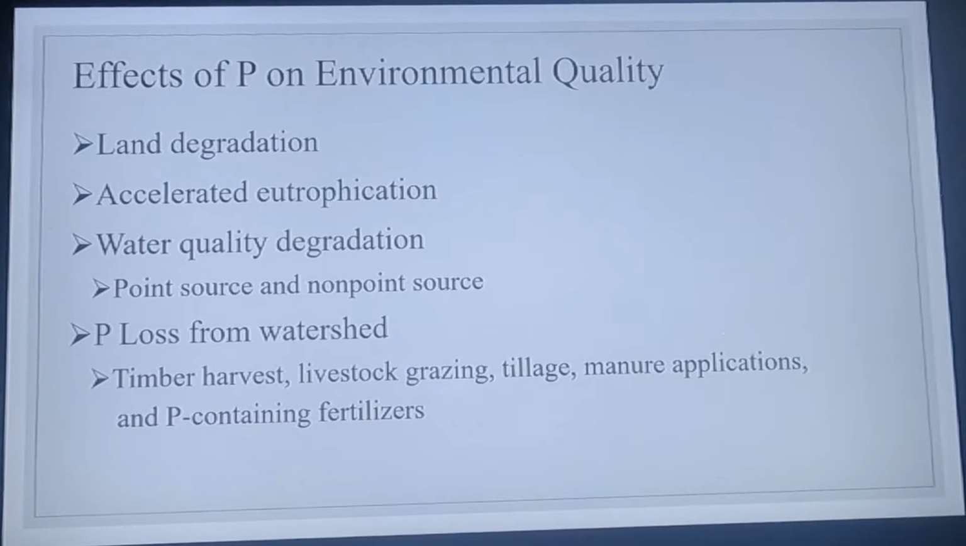Our biggest problem with this phosphorus is that it's adsorbed to our soil so tightly. It's one of the strongest plant nutrients that is adsorbed to the soil. And so when we have runoff and erosion, that's how the phosphorus gets in the streams.